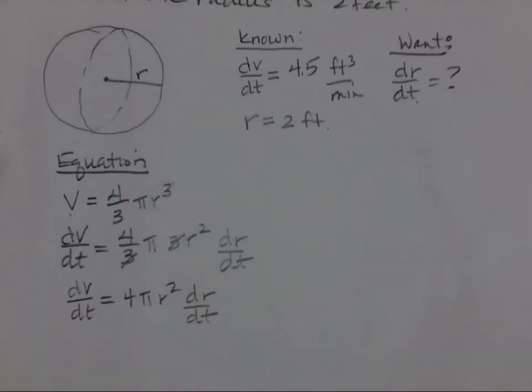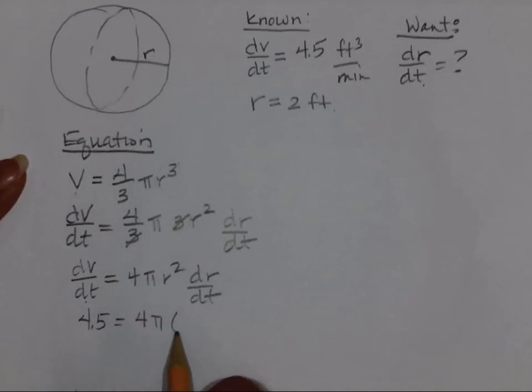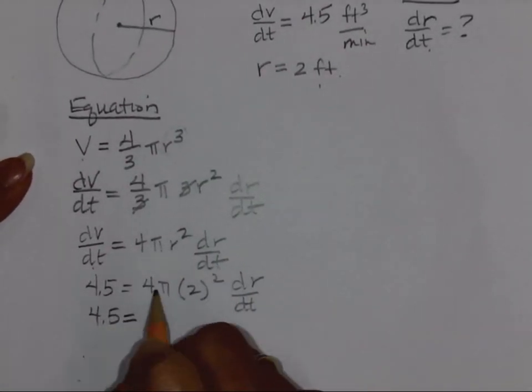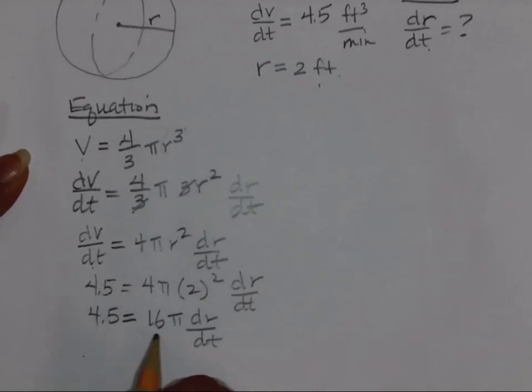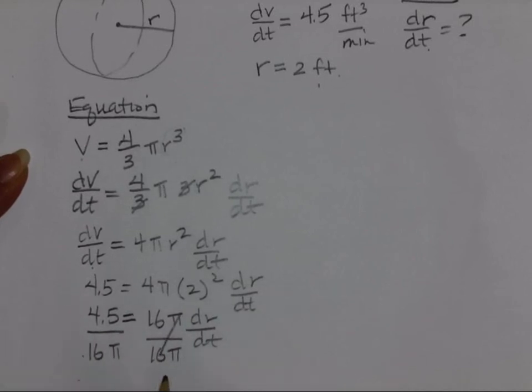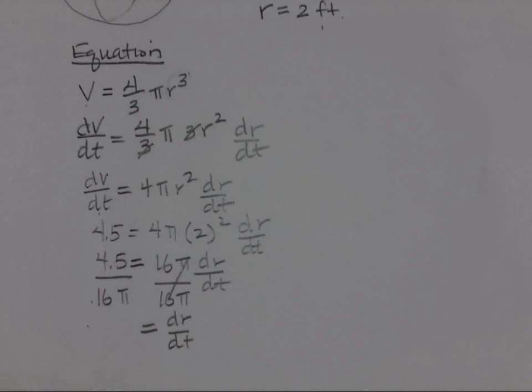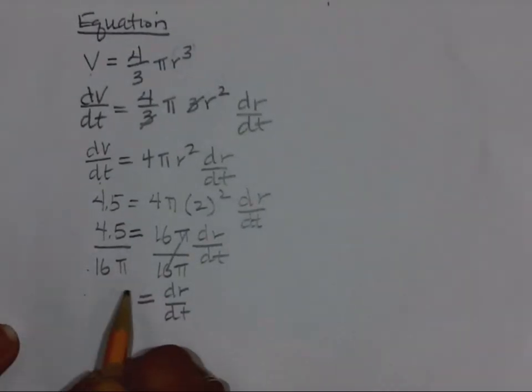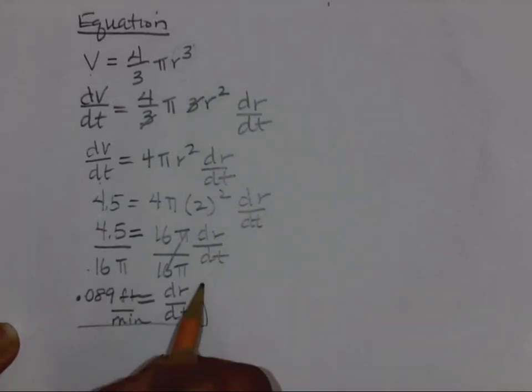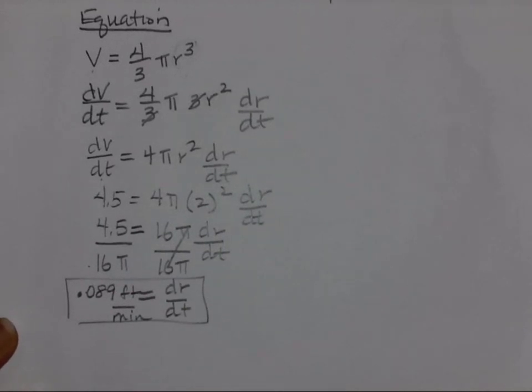Now we're going to plug in our known and solve for our want, which is dr/dt. dV/dt is 4.5 equals 4 pi, radius is at 2 squared, and we're looking for dr/dt. So 4.5 is equal to 16 pi dr/dt, and then we're going to divide by 16 pi. So then dr/dt is equal to 4.5 divided by 16 pi. I'm punching into my calculator, and what I get, the radius is changing at the rate of 0.089 feet per minute. So this is an example of related rates.